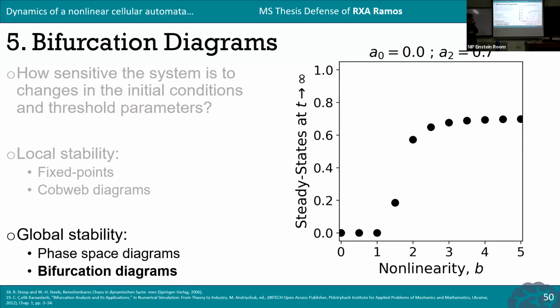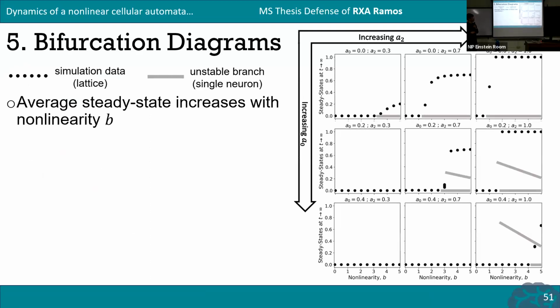Now, in the bifurcation diagrams, we plot the steady states again of the whole lattice as t approaches infinity for a varying parameter, where we now fix two of the parameters. So shown here are the steady states for varying B, where we fix A0 and A2. If you obtain all the possible bifurcation diagrams, we will obtain these diagrams. From left to right, we increase A2. From top to bottom row, we increase A0. And again, in each plot, we increase B.